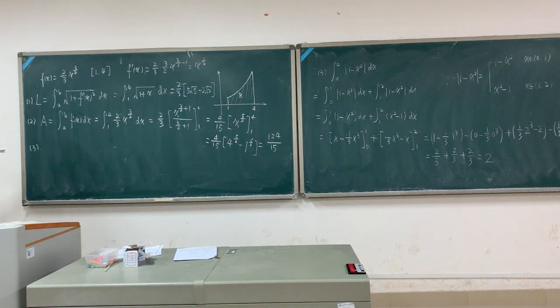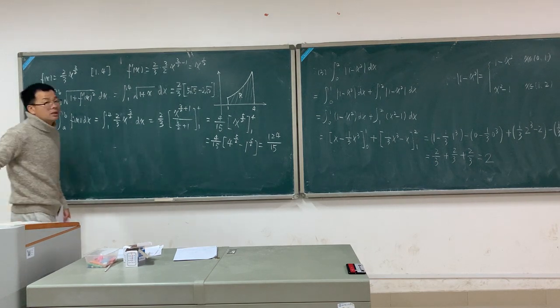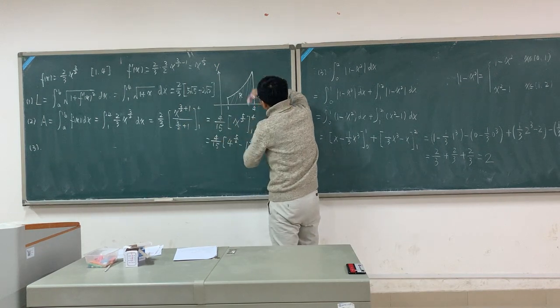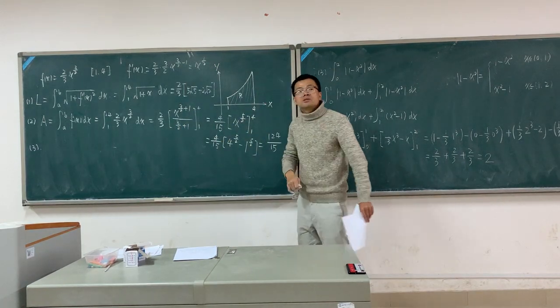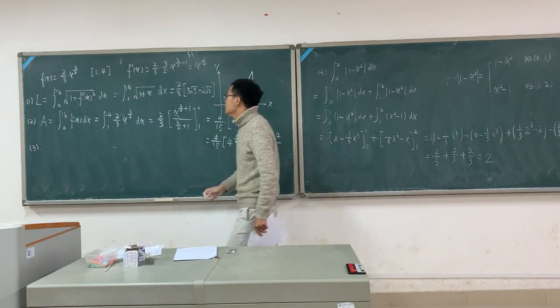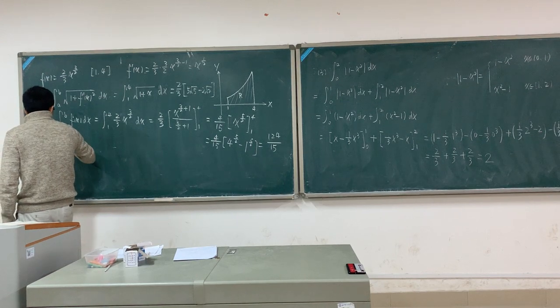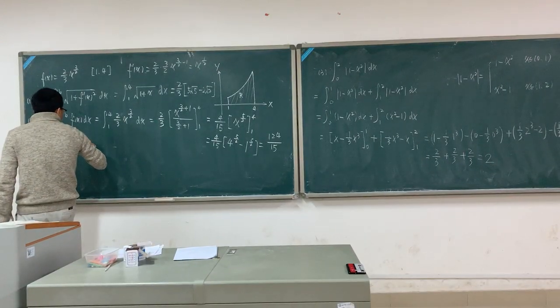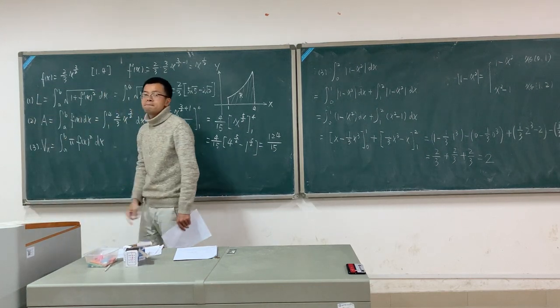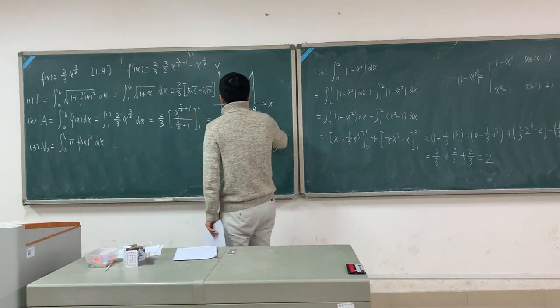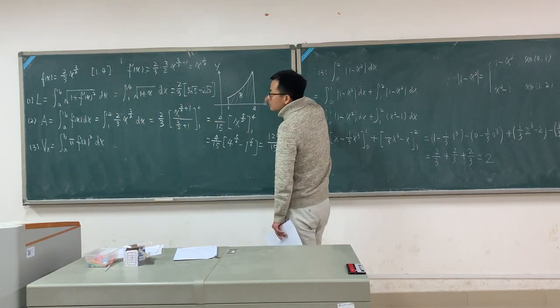Third, find the volume of the solid of revolution that is generated by revolving the region about the x-axis. So what's the formula? Vx is the integral from a to b of pi f(x) squared dx. This is the formula for revolving R about the x-axis.